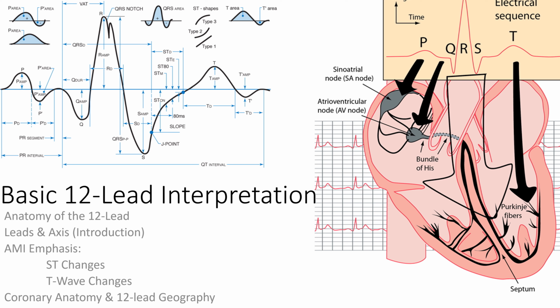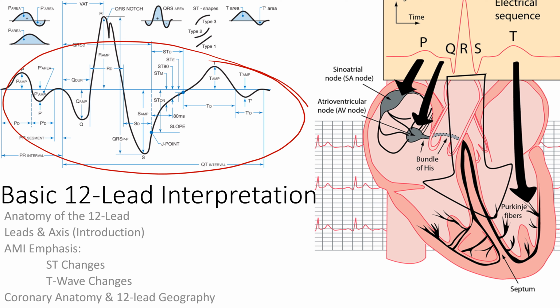Okay, so 12 lead EKG. This is basic 12 lead EKG interpretation. Again, you have to know your normal stuff, what your normal P wave looks like, PR, QRS, QT, all the things that are normal. And then we'll talk about some of the abnormals. Of course, we'll be focusing on the ST segment and the T wave. Those are kind of our go-to ones we're going to be looking at.